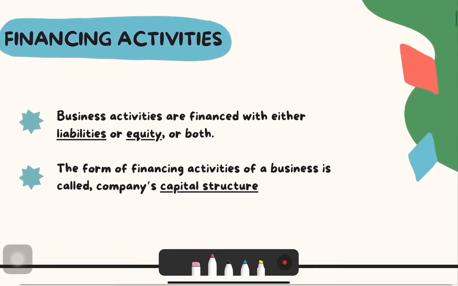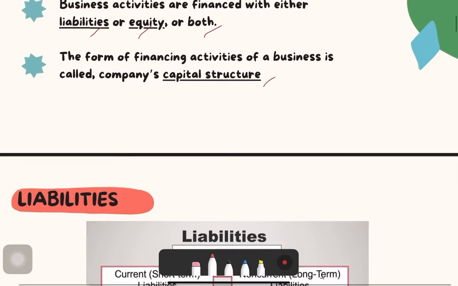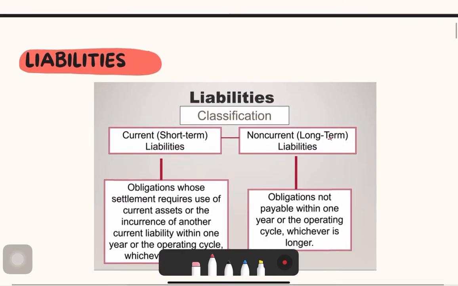In this video, we are going to learn a new chapter that is Analysing Financing Activities. Business activities are financed with either liabilities or equity or both. The form of financing activities of a business is called the company's capital structure. So we are going to look at the items one by one. We start with the liabilities first.